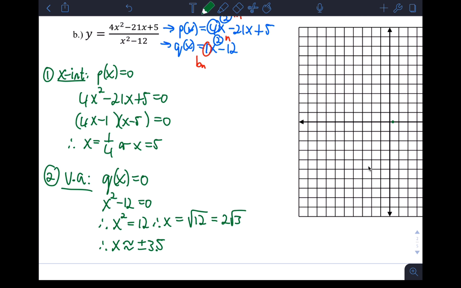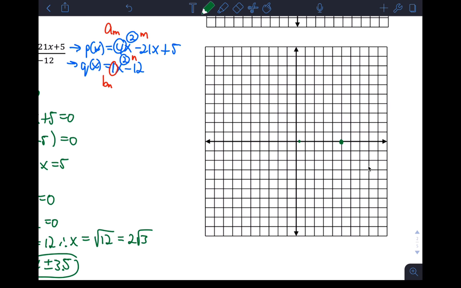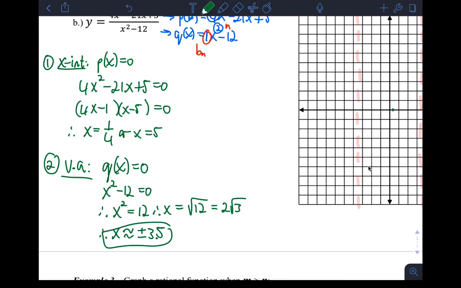Okay? And so these are my two vertical asymptotes, 3.5 either side, plus 3.5 and minus 3.5. So negative 3.5 is about here, all right? And then positive 3.5 is about here.